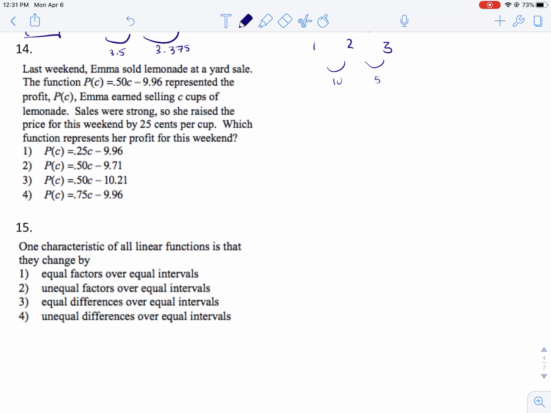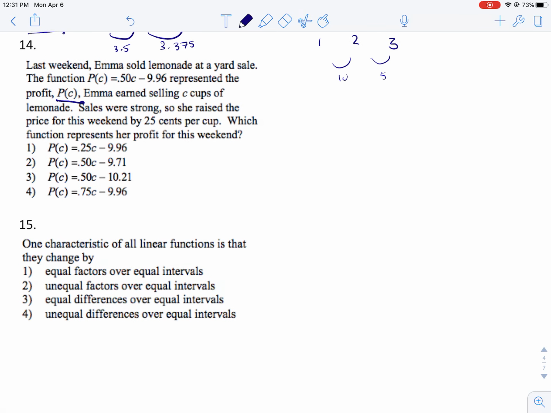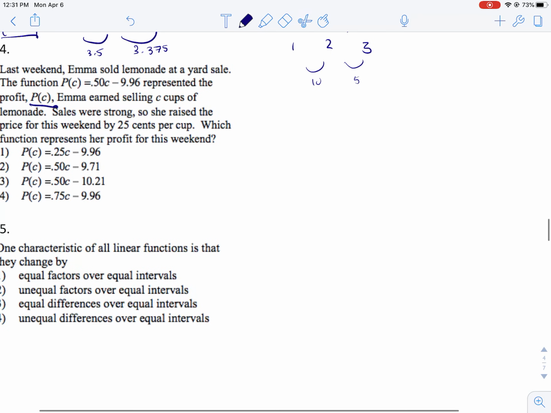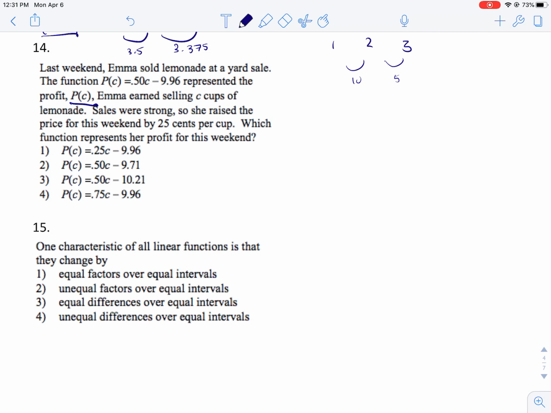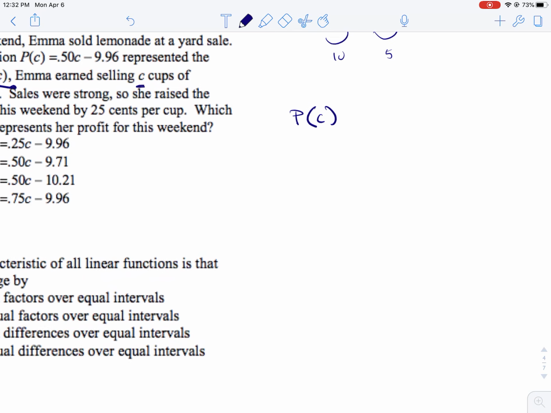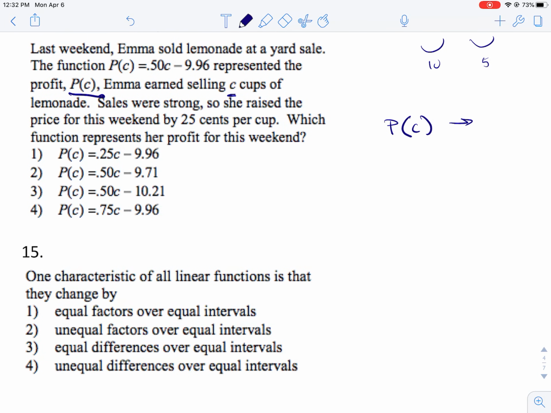Okay, number 14. Last weekend, Emma sold lemonade at a yard sale. The function P of C is equal to 50 cents times C minus 9.96, represented. Jeez, that's a mouthful. Okay, the function here represented by the profit, P of C. Okay, so P of C, or our output, is how much money we make. Okay, Emma earned selling C cups of the lemonade. All right, so here's our function. Our output is the profit, and C is the amount of cups of lemonade she sells. Okay, so sales were so strong, she raised the price for this weekend by 25 cents per cup. Which function represents her profit for this weekend?